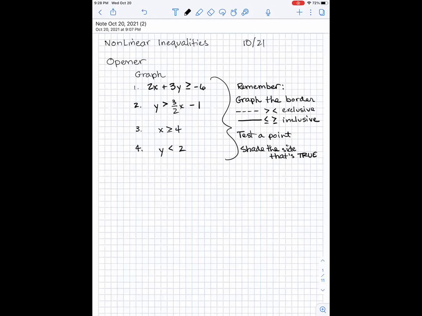But here's the opener. Today we're going to talk about nonlinear inequalities. So that just means inequalities that aren't lines. We know how to graph inequalities that are lines.